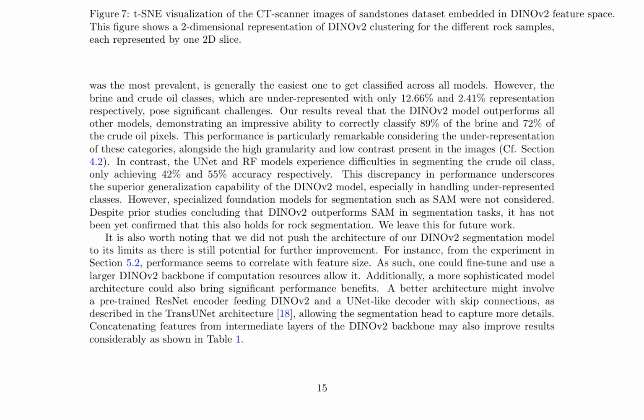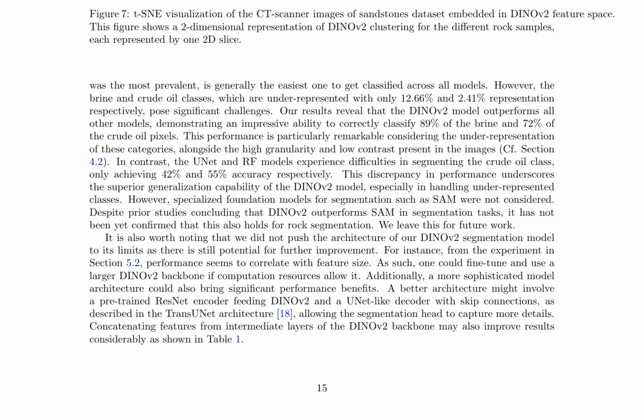For instance, the experiment in section 5.2 suggests that performance correlates with feature size, implying that fine-tuning and using a larger DINOv2 backbone could lead to better results. A more sophisticated model architecture, such as a pre-trained ResNet encoder feeding DINOv2 and a UNet-like decoder with skip connections, could also bring significant performance benefits. Table 1 shows that concatenating features from intermediate layers of the DINOv2 backbone may also improve results, suggesting areas for further investigation and improvement.